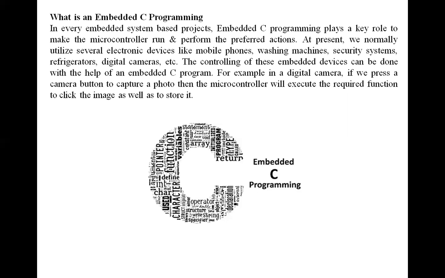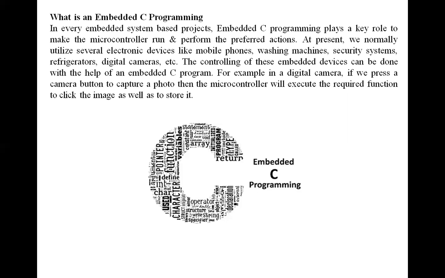Generally, an embedded C program is a combination of two things. One is your C program and the second one is your assembly level language instructions, right? That same combination we are going to handle under embedded C programming. But from a basic concepts point of view, you must know that an embedded C program plays an important role to make the microcontroller run and perform the preferred action, right?